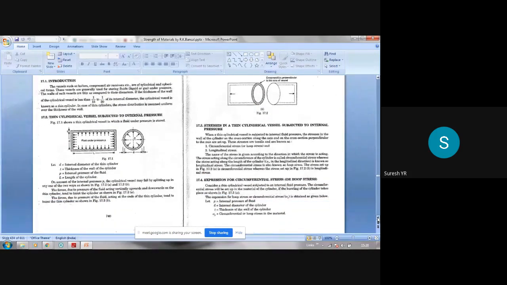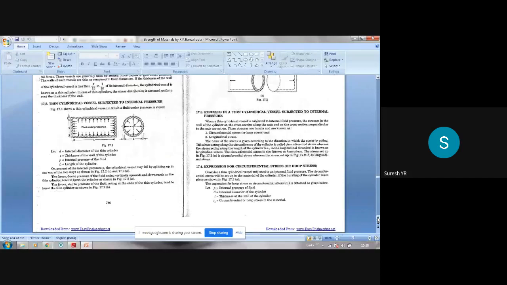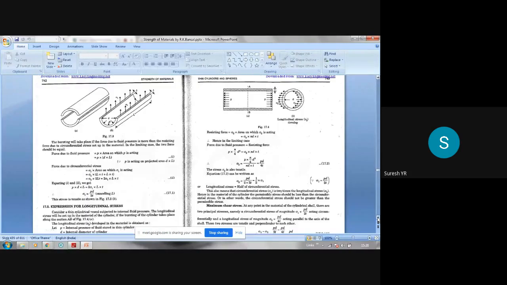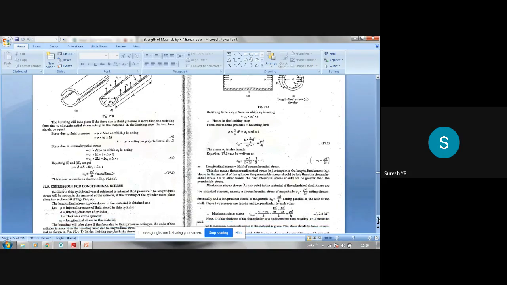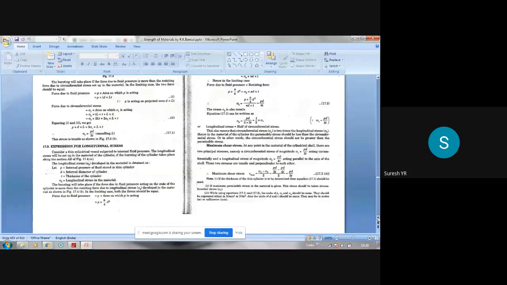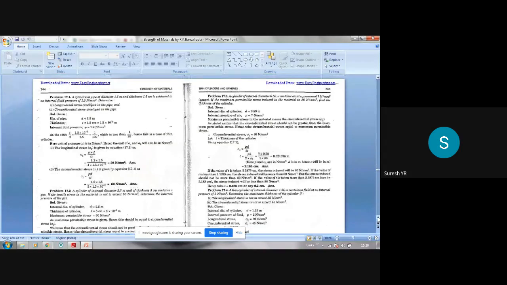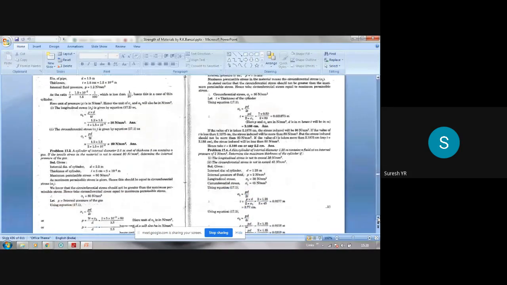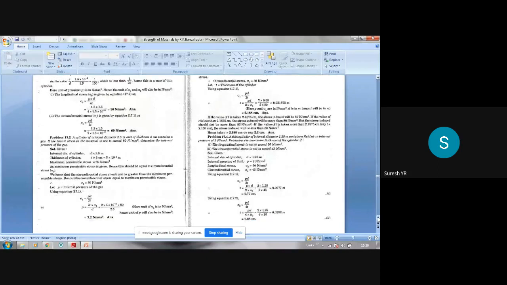Circumferential stress is given by sigma 1 equal to PD divided by 2 times T, whereas longitudinal stress is given by PD divided by 4 times T. That means circumferential stress is 2 times the longitudinal stress. Then maximum shear stress is given by PD by 8 times T. So these three expressions we have seen, and we did some problems of finding the stresses as well as thickness.